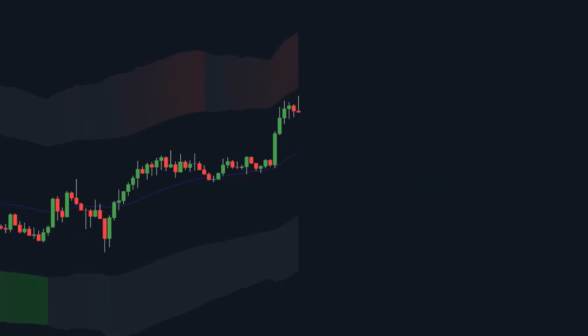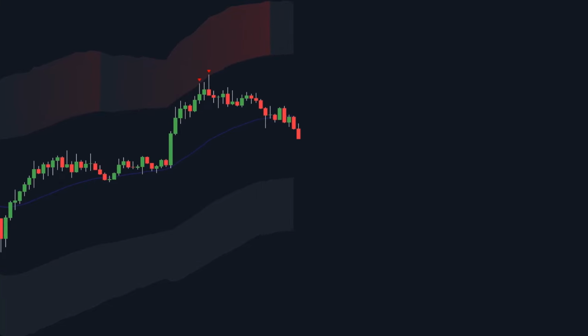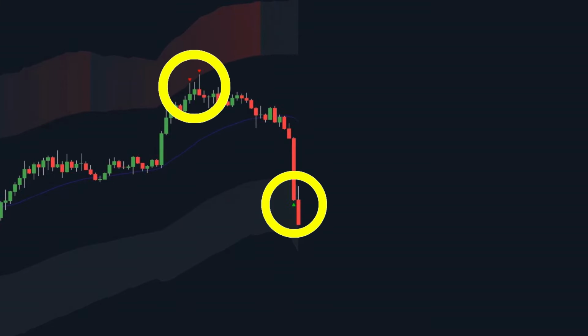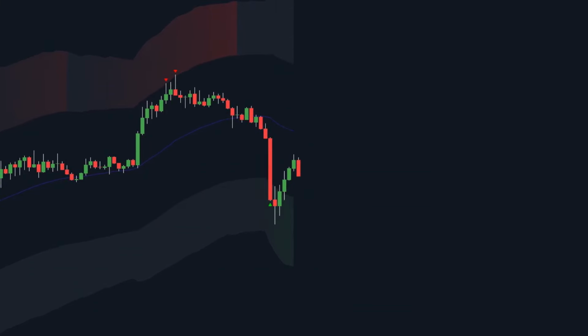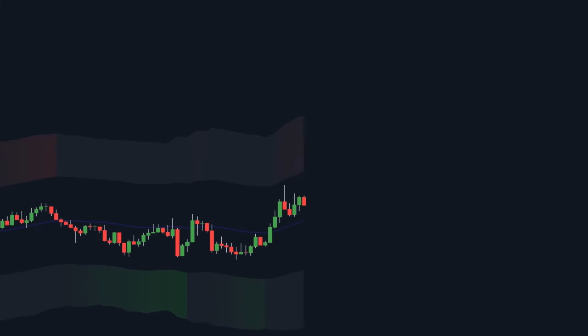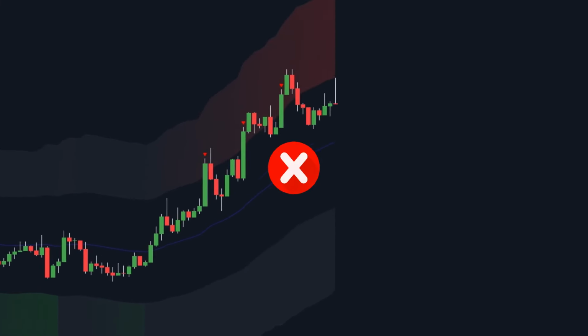Signals: when the price touches the upper or lower cloud, a tiny red or green triangle appears on the charts, signaling a potential price reversal. However, not all of these signals have high accuracy.